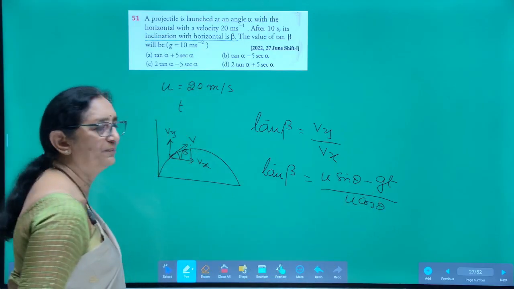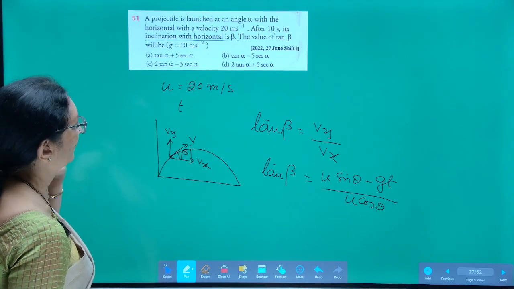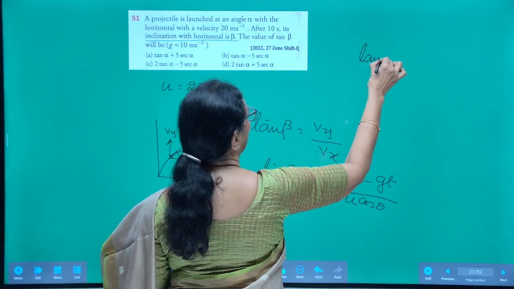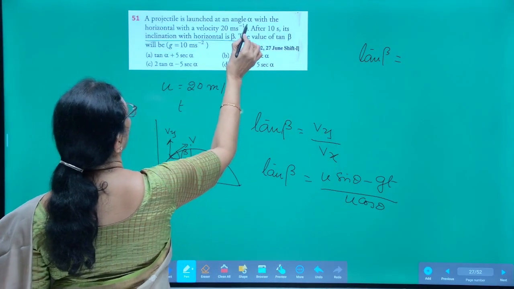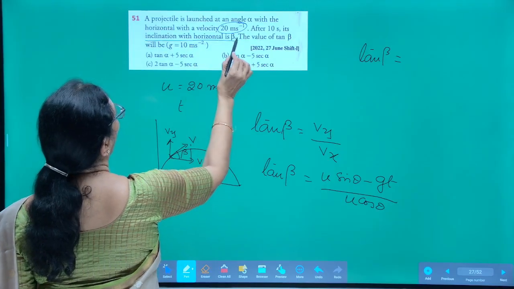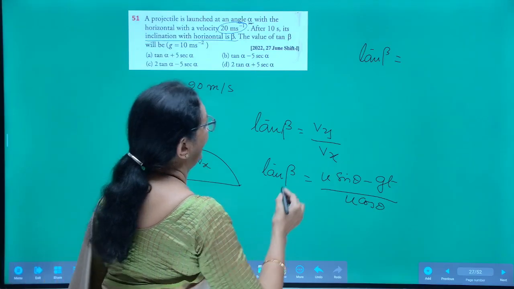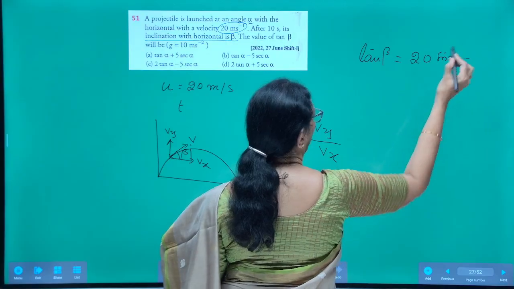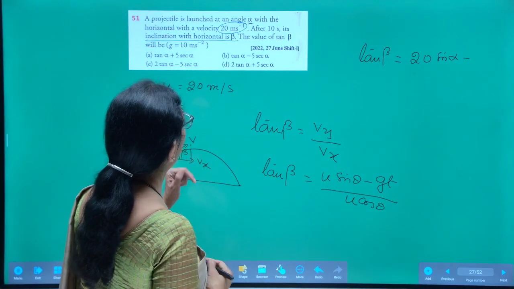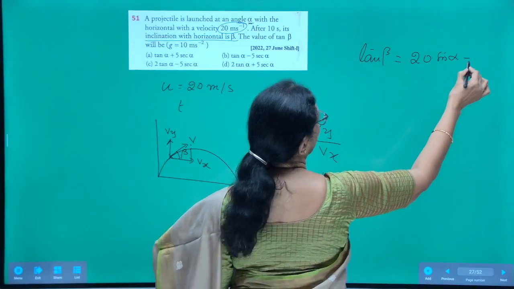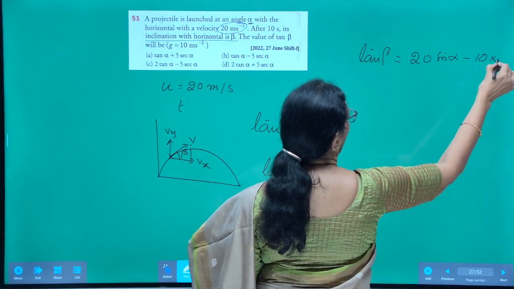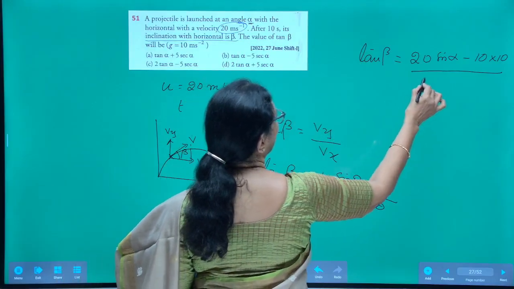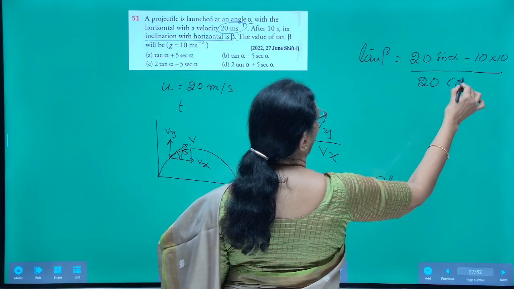In the previous problem also we have used that. Now, look here, let us substitute. Tan beta is equal to, u is 20. It is projected at an angle alpha. 20 sin alpha minus g, which is 10, after 10 seconds, divided by u, which is given as 20 cos alpha.